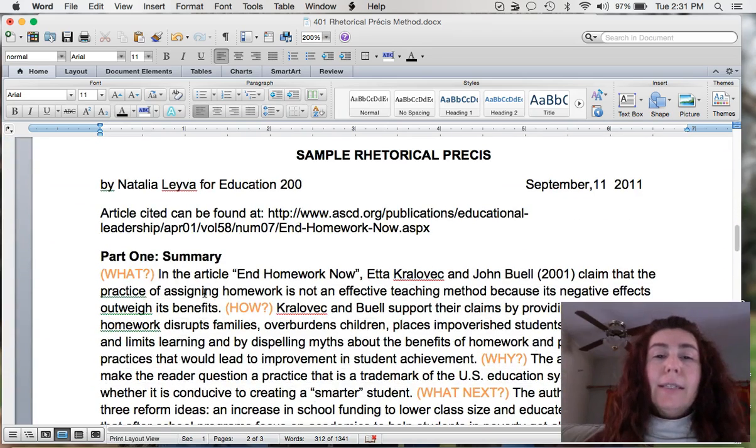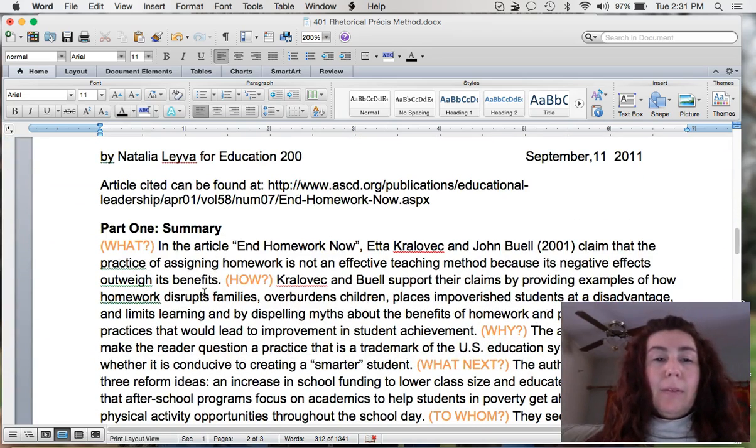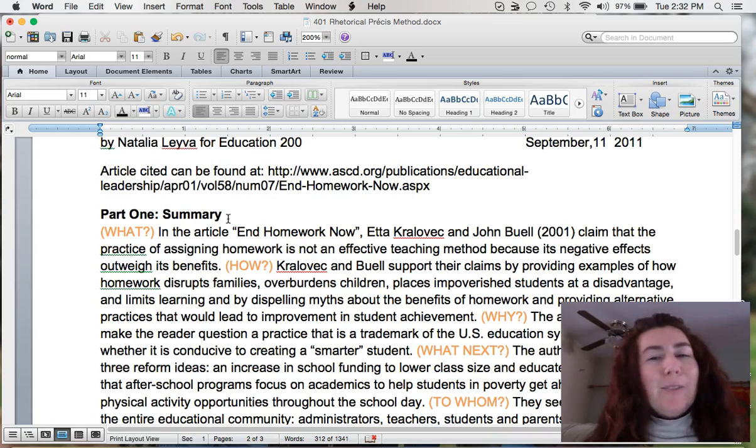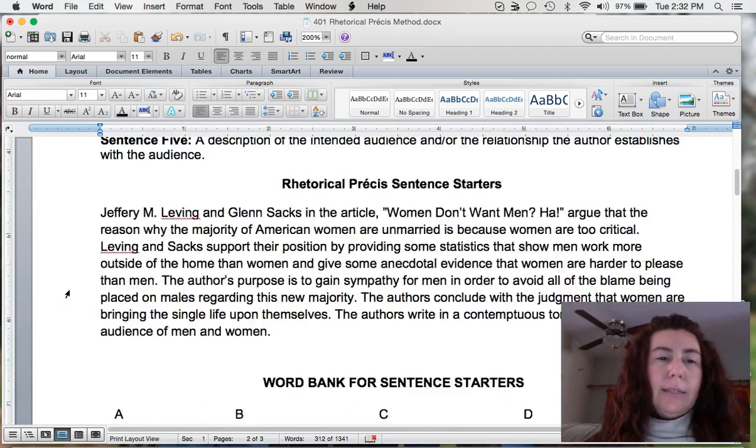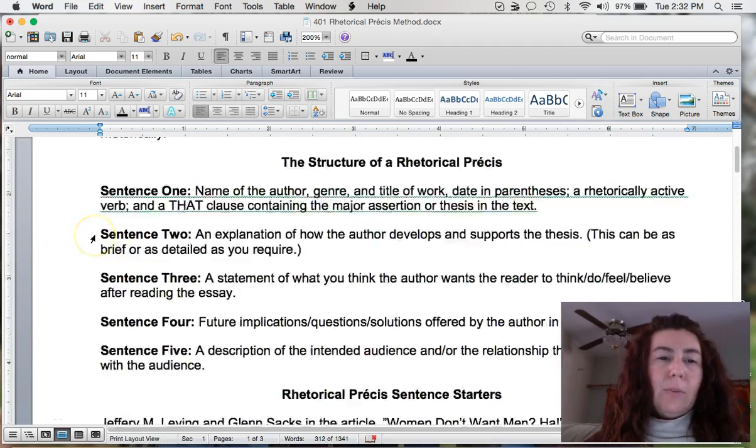Here's another sample from my profession, which is teaching, and talking about homework, and should homework be abolished? Is homework useful? So I'm sure you might have some opinions on that topic as a student. Here's the summary of the article, and you can see I highlighted the what, how, why, what next, and to whom, that these 5 sentences refer to.